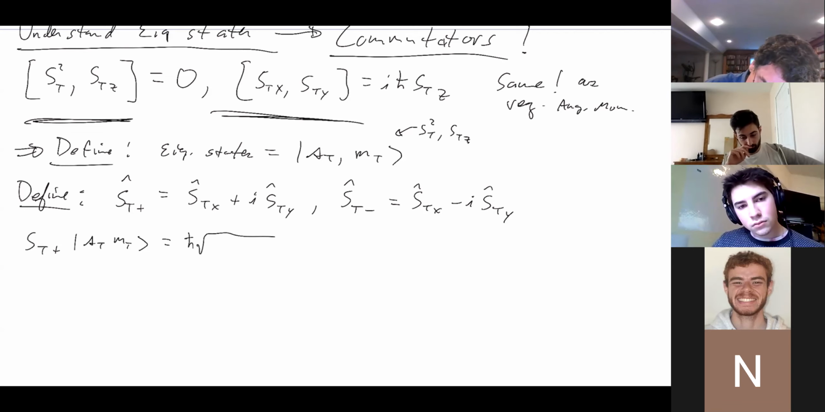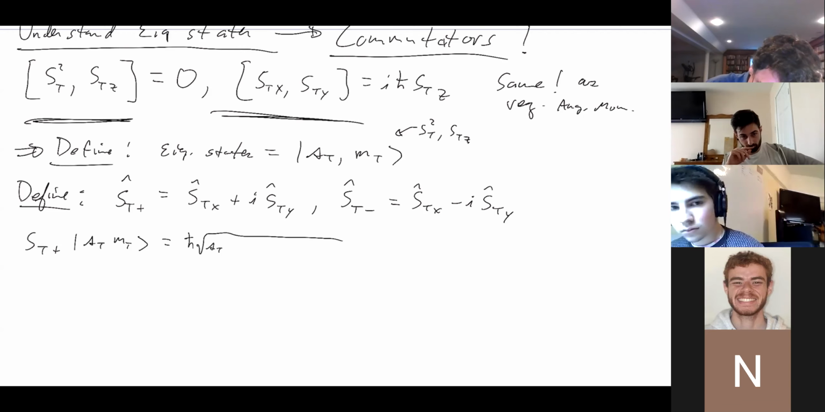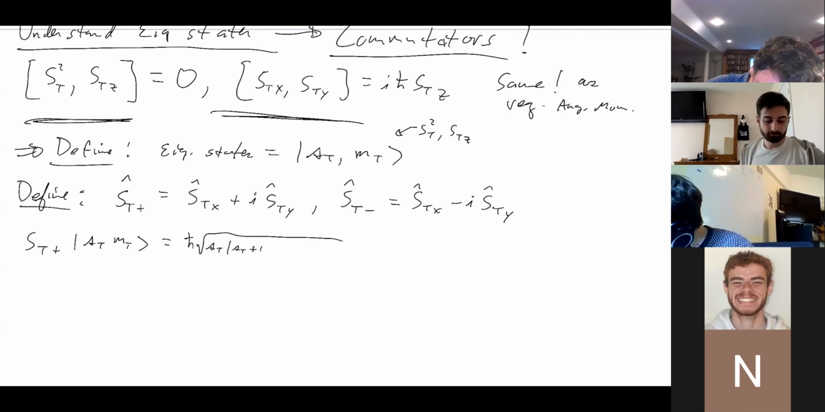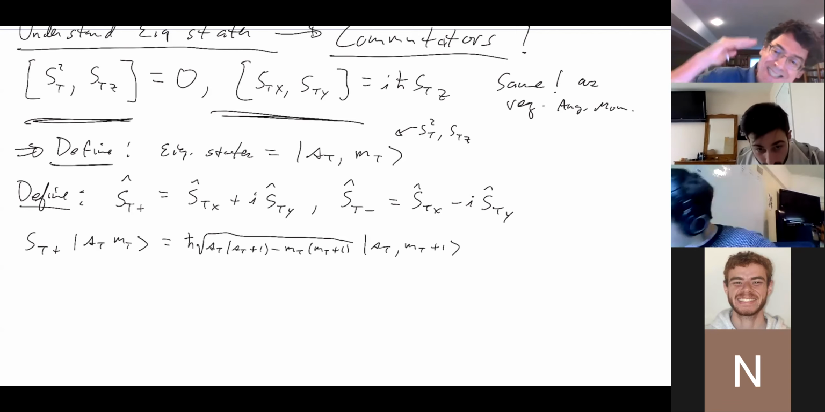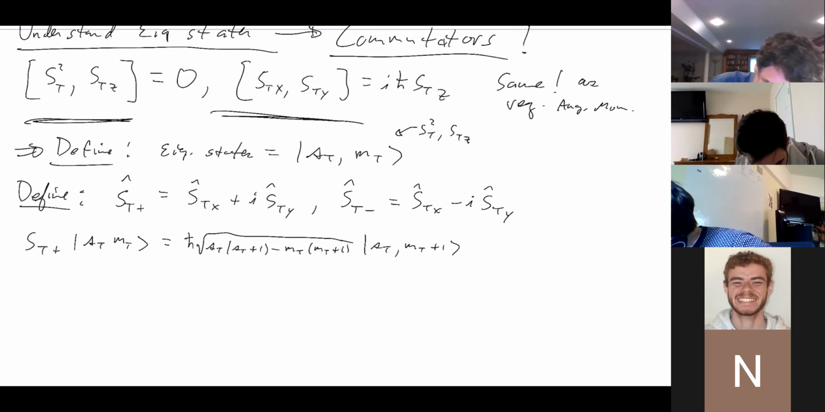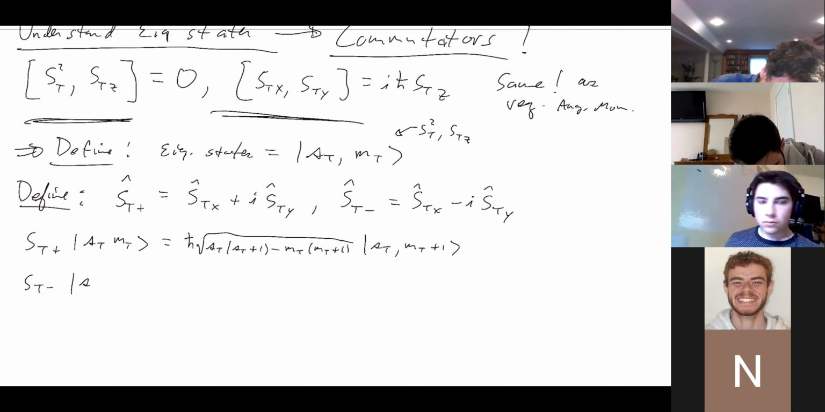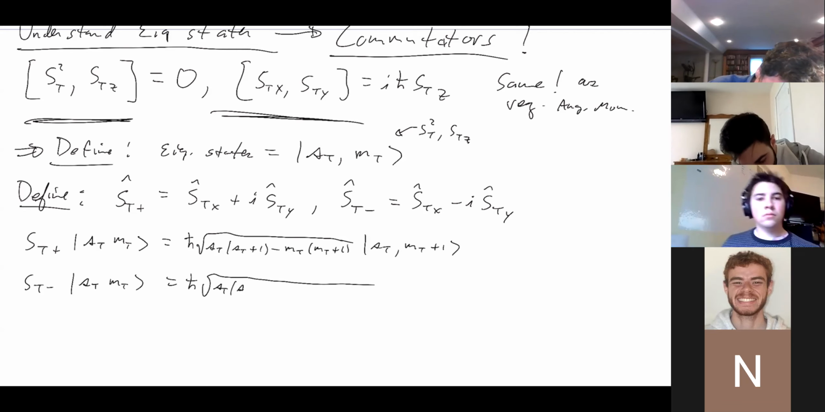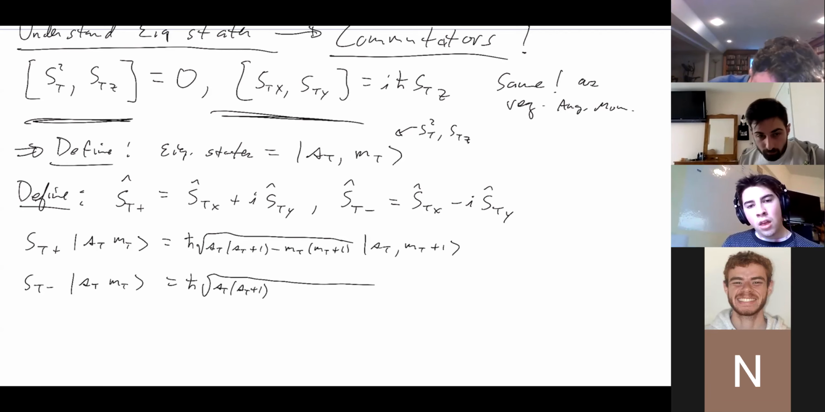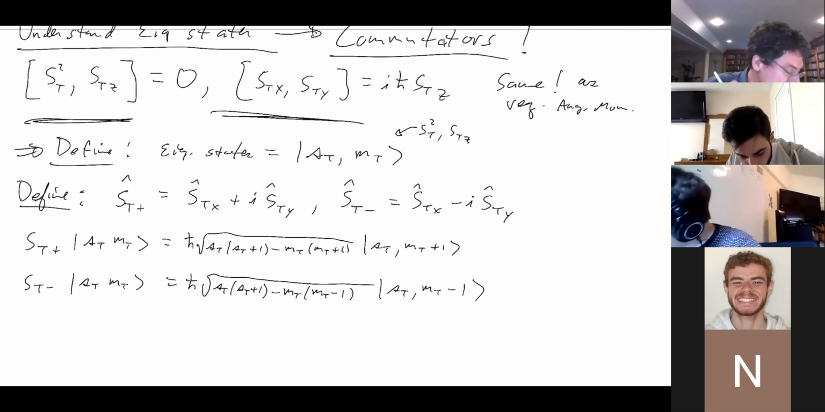There are some details of the math. There's an ħ, and some little nuances that you guys all worked out, and you could work it out again. It's the square root of S total plus 1 minus M total times M total plus 1, the little normalization constant that you all worked out last semester. It's the same here, and this gives |S total, M total plus 1>. I ratcheted it up. The same thing applies for lowering: ħ times the square root of S total plus 1 minus M total times M total minus 1 gives |S total, M total minus 1>. You guys did all this last semester.